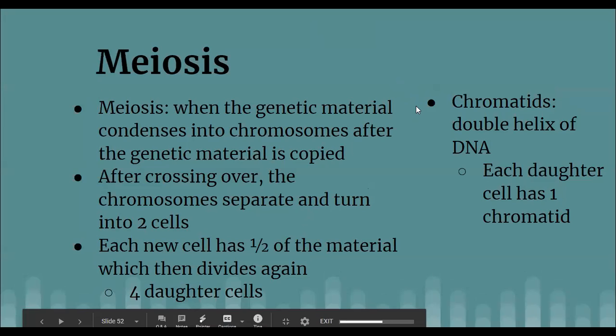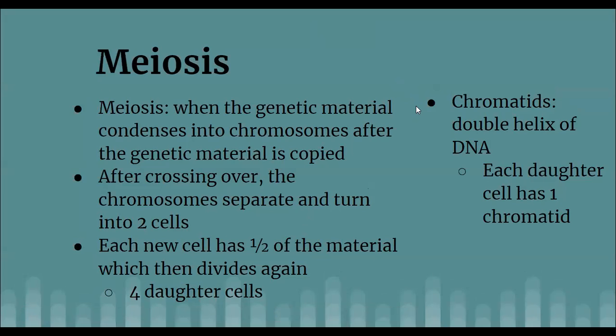Hello, good morning. So we're going to continue on our topic about cellular reproduction. We're going to talk about meiosis and mitosis. So before a cell can divide, the genetic material condenses into these chromosomes. The genetic material is being copied and condensed into these chromosomes in that first part, or that first big stage.